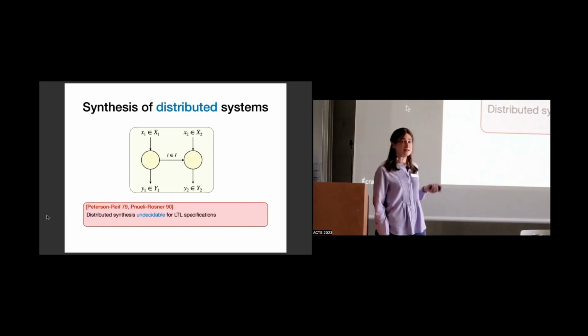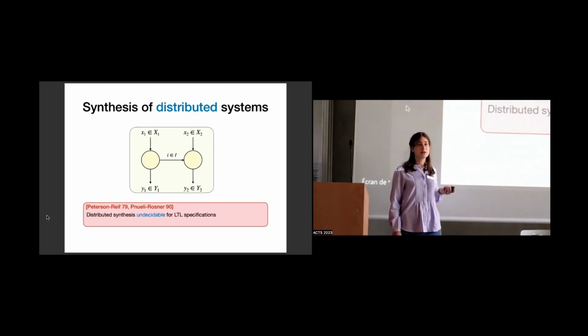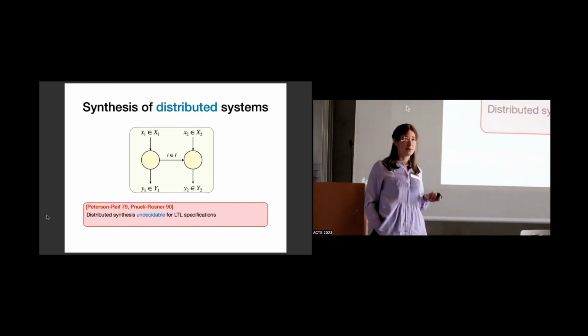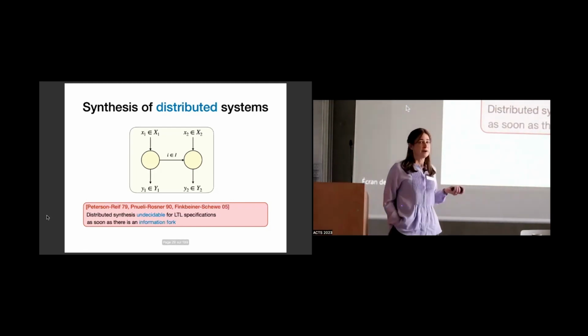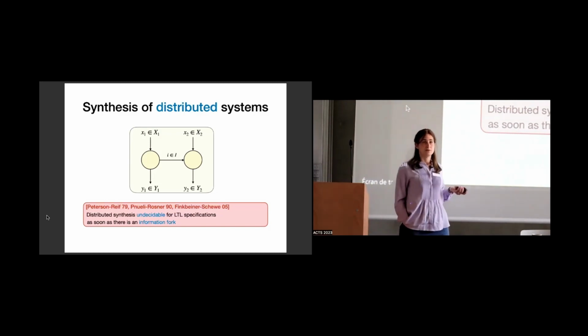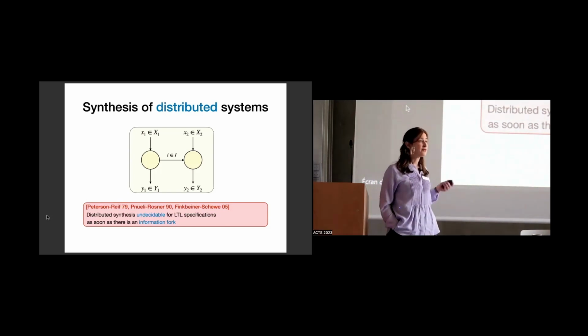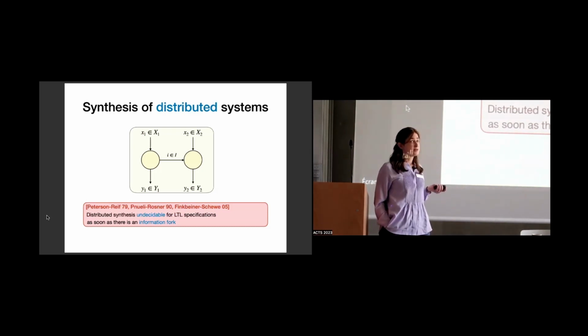So if you now add, like I've done before, this communication between process 1 and process 2 through a variable I, what happens? Well, Finkbeiner and Schewe said it's still undecidable. And why is that? It's because your specification talks about everything that happens in the system. And you can have a specification that says, okay, at every timestamp, I want y to be equal to 0.